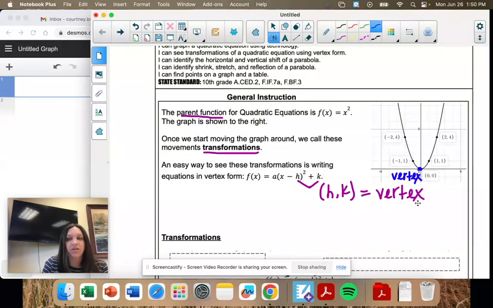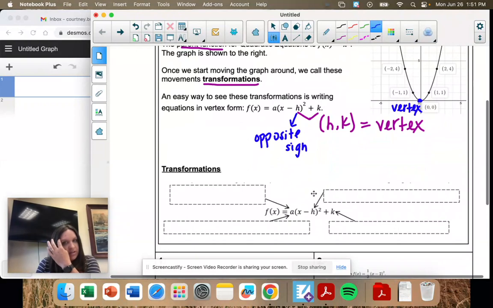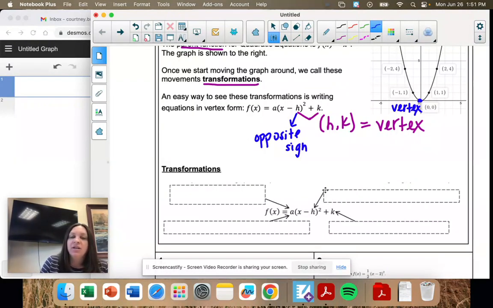So for our parent function, for x squared, it's always at (0, 0). But we're going to have different values here. And remember the h value, it's always the opposite sign. And it's like that when we do transformations as well. It's always the opposite way. So when we look at transformations, I'm going to skip over here to h. H is our horizontal movement. And again, it's the opposite sign. So if we're going left, it's actually going to be plus. If we're going right, it's going to be minus.